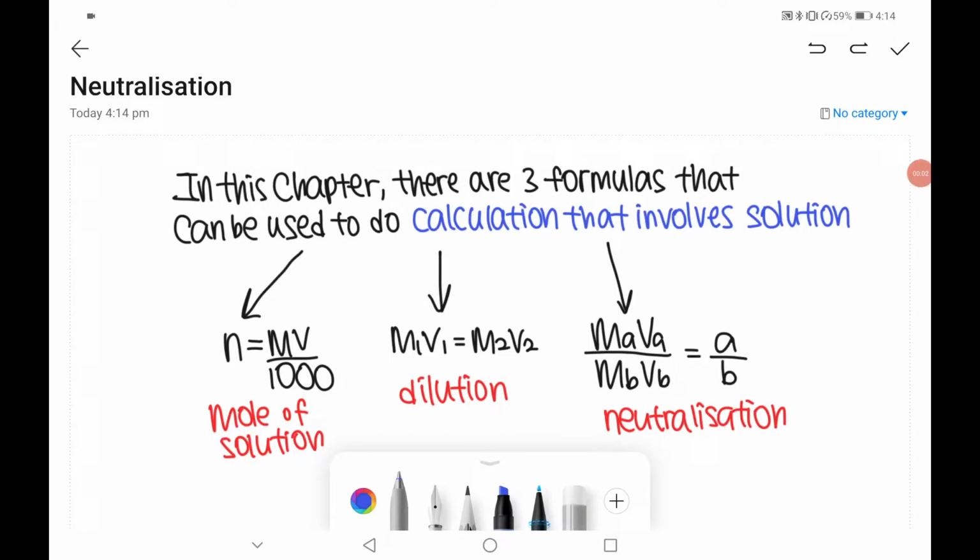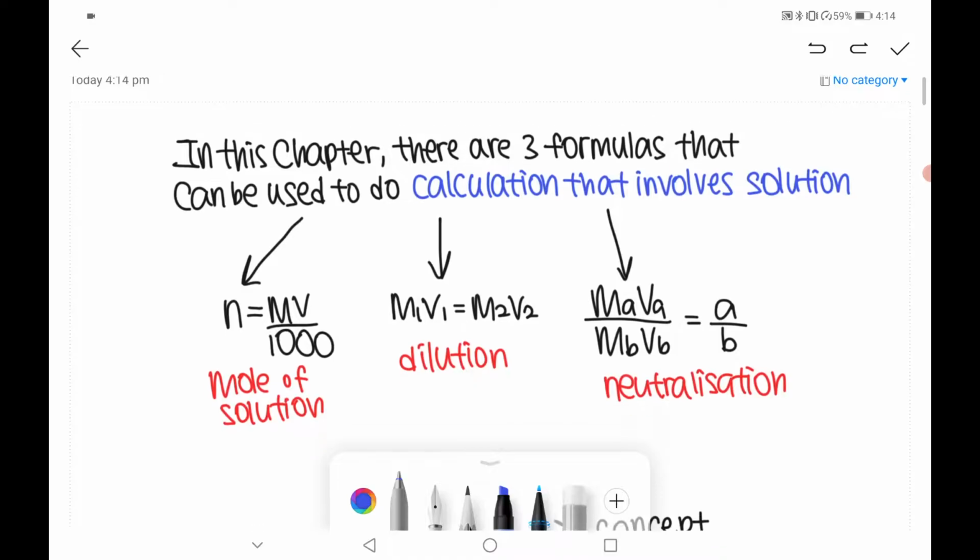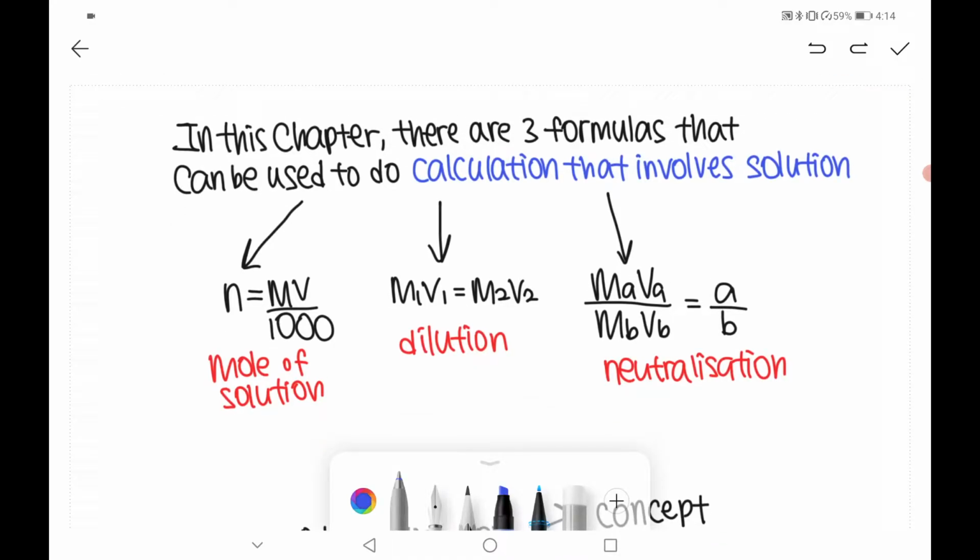Alright guys, welcome back. So like what I said before, in this chapter we must know how to do calculation for a solution. If we are given a solution, if we are given a liquid, we must know how to do calculation. So there are a total of 3 formulas that we learn. The first formula is n equals MV over 1000.